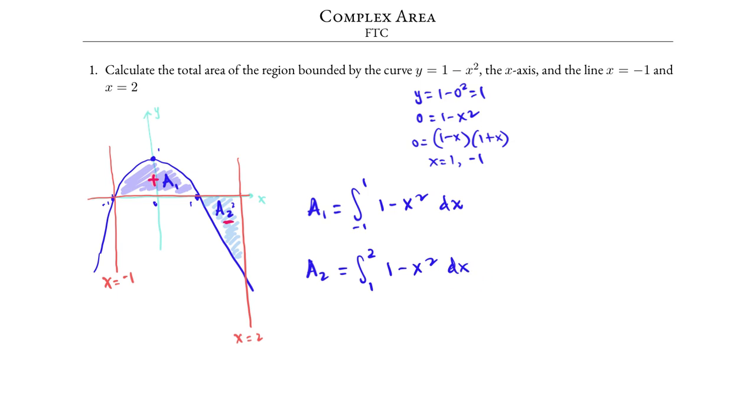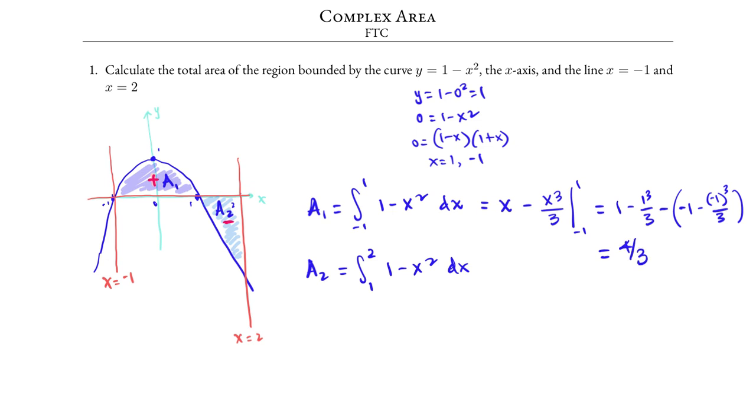To evaluate each of these definite integrals, we first find an antiderivative. An antiderivative of 1 is x, and an antiderivative of x squared is x cubed over 3, where we use the power rule. We then plug in -1 and 1 and evaluate them. Plugging in 1, we have 1 minus 1 cubed over 3, minus, plugging in -1, we have -1 minus (-1) cubed over 3. And if we evaluate this, we will see that the answer will be 4/3.